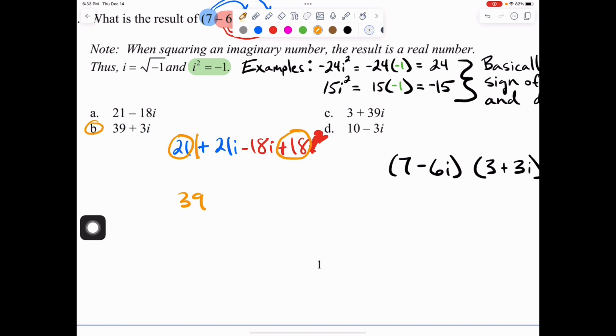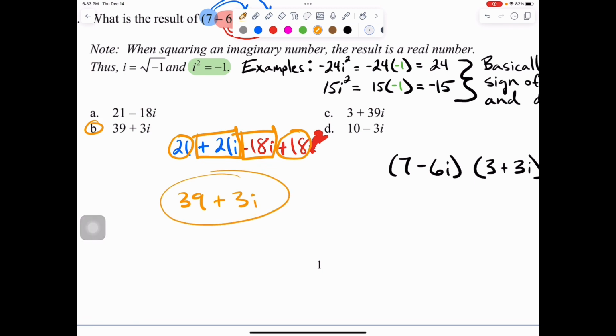However, let's go ahead and box our other two terms of 21i. Take away 18i. What do we have left? Yes, we do. 3i, and everything aligns.